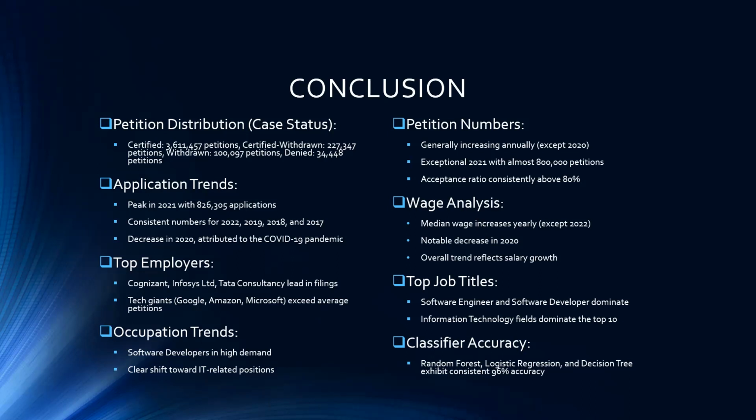The top employers were Cognizant, Infosys, and Tata Consultancy. But the tech giants, Google, Amazon, and Microsoft, exceeded the average petitions. Occupation trends: software developers were in high demand. There is a clear shift towards IT-related positions. The petition numbers are generally increasing annually, except 2022. The acceptance ratio is consistent and above 80% for all the 6 years.